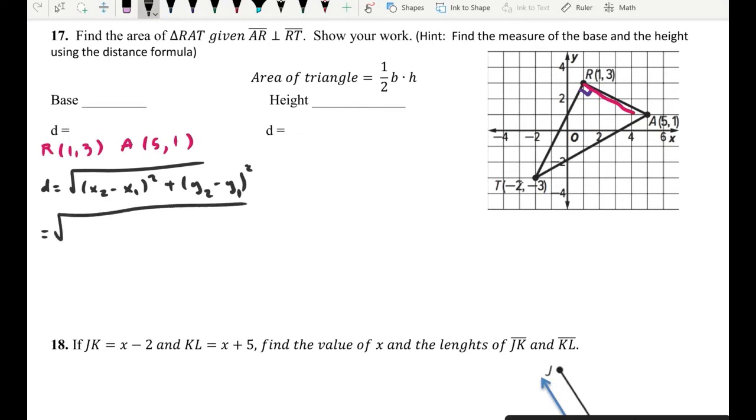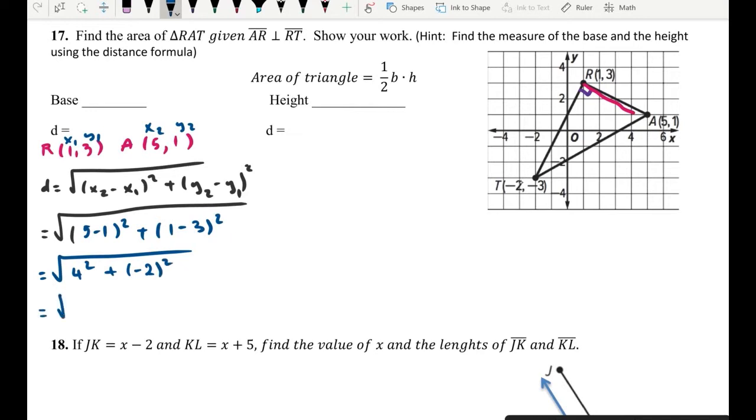So what we're going to do is plug them in. x1, y1, x2, y2. That will be x2 minus x1, which is 5 minus 1 squared, plus 1 minus 3 squared. 5 minus 1 is 4 squared, plus 1 minus 3 is negative 2 squared. So that will give me 16 plus 4, which is the square root of 20. So the base is square root of 20.